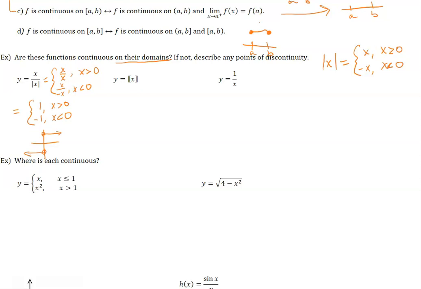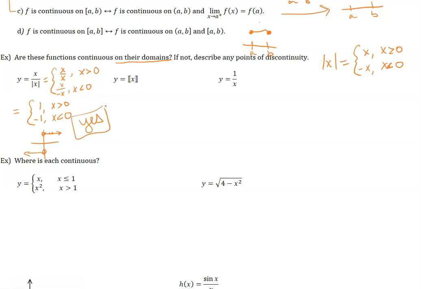Is this function continuous on its domain? Well, the domain is every point except for x equals 0. Is this function continuous right here? Yes. Right here? Yes. Here? Yes. Here? Yes. Is it continuous really, really close to x equals 0? It is, because we could get even closer and have a limit coming from the left. Same thing down here. So we can say that yes, this function is continuous on its domain.